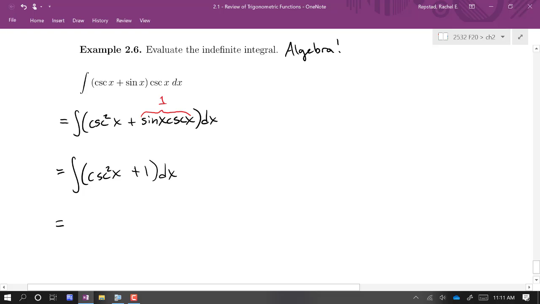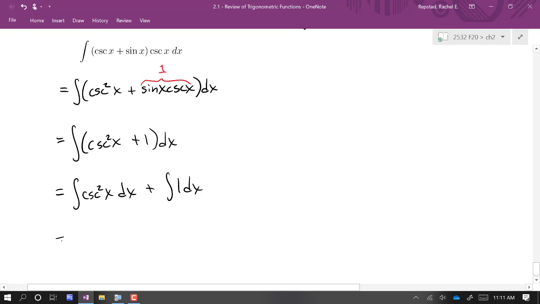Now that we have this written as a sum, we can split it up. So we've got the integral of cosecant squared x plus the integral of 1. The integral of 1 I'm not worried about. We know how to do that. The integral of cosecant squared is actually really similar to the form we just used in the last one. The integral of secant squared is tangent. The integral of cosecant squared is negative cotangent. So this is negative cotan of x, and then plus the integral of 1 with respect to x, which is x, plus a constant.